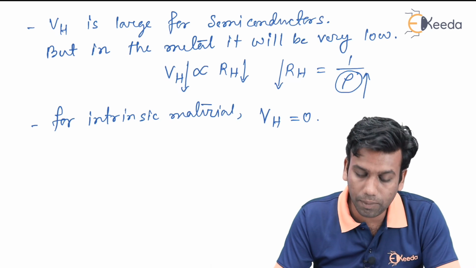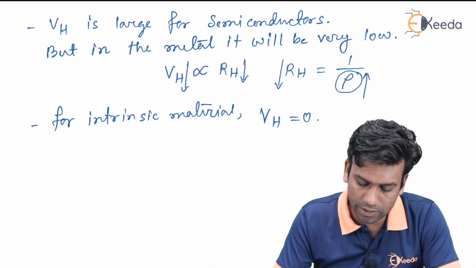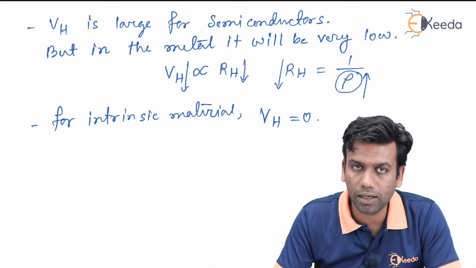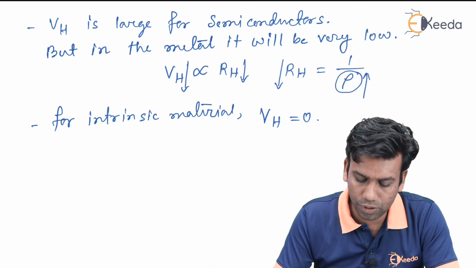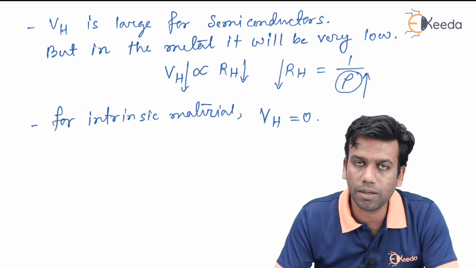So, this is all about how the Hall voltage will be developed inside the semiconductor, and we have explained this using the Lorentz law and the cross product rule. So, this is all about the explanation of the Hall effect in the semiconductor.